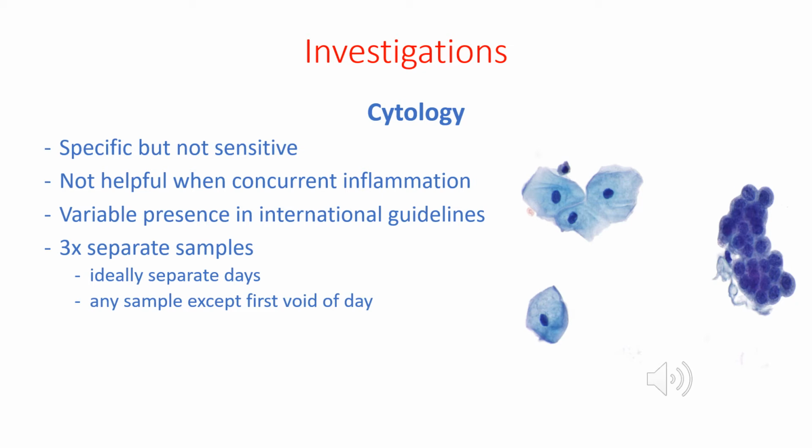In my experience, we generally do like to have a urine cytology result in Australia when evaluating hematuria. It needs to be done in 3 separate samples, ideally on 3 separate days, and it's important that you tell your patient to do it on any void except the first void of the day.